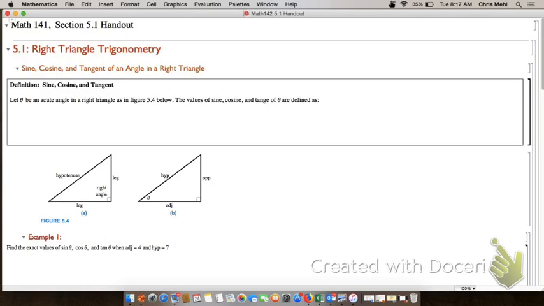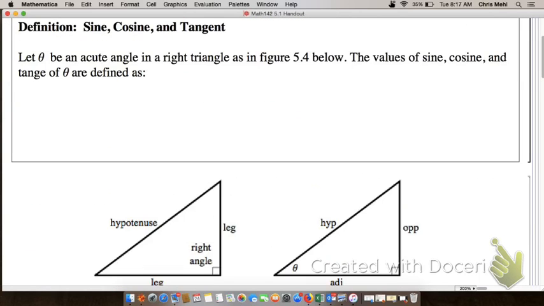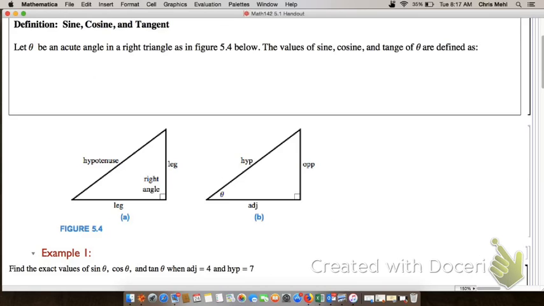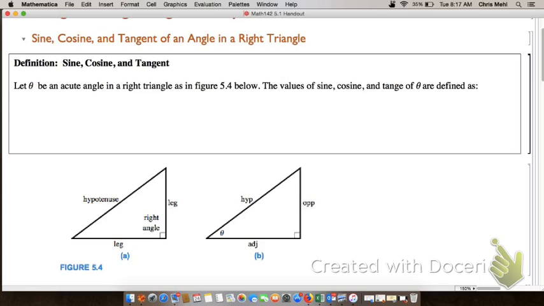So if you look down at the figure, let me actually make this larger as well. Down here you can see figure 5.4, the triangle on the left. You form a right angle. The side opposite the right angle is called the hypotenuse, and the other two sides are called the legs.